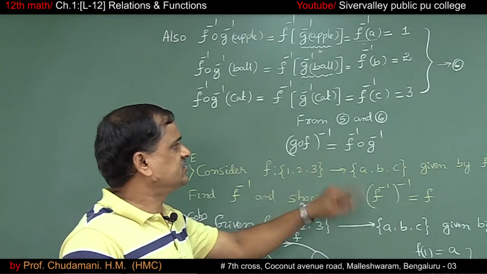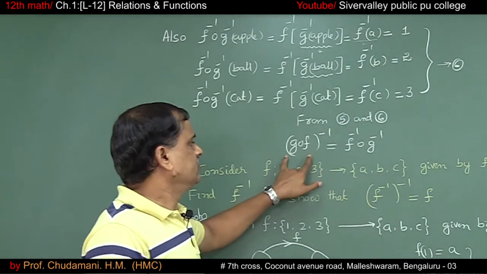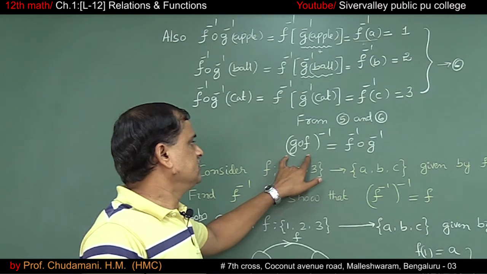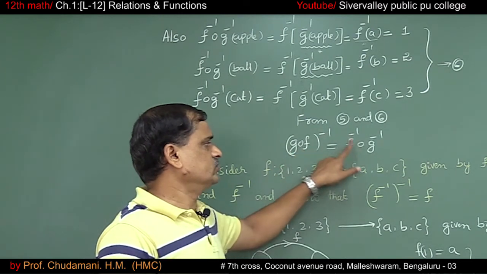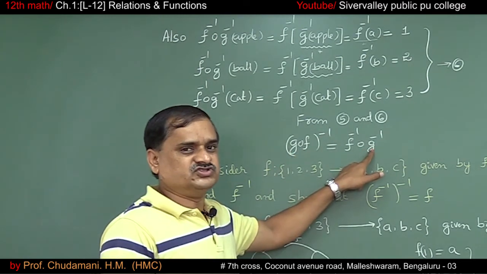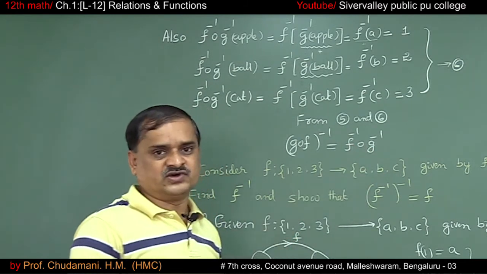From 5 and 6, both are one and the same. That means GOF inverse is equal to composition of G inverse and F inverse.